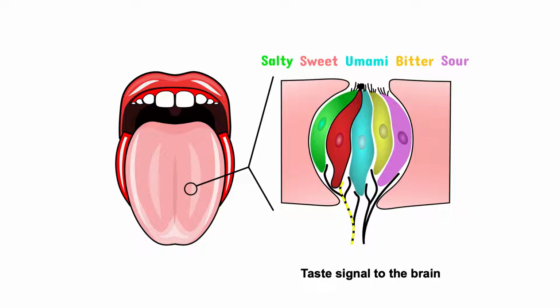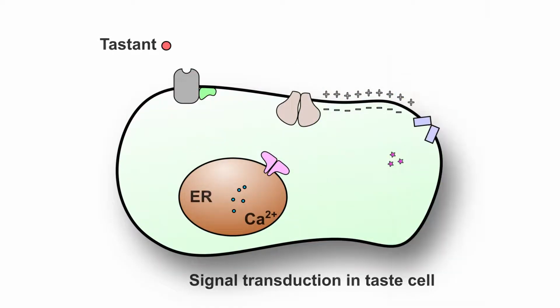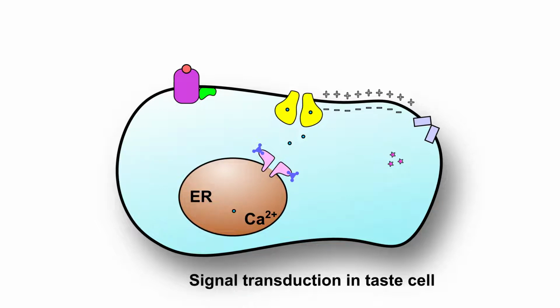TRPM5 is a gene critical for the activation of sweet, umami, and bitter sensing cells. In the taste cell, the taste receptor protein can directly recognize various taste molecules and becomes active. This triggers calcium ions to be released from the endoplasmic reticulum. An increased level of intracellular calcium opens the TRPM5 channel and causes an influx of sodium that depolarizes the cell membrane. Subsequently, the CALHM1 channel opens and releases ATP molecules for downstream signal transduction.